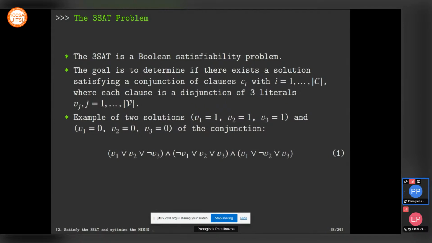Through an example, we have 3 clauses here, and we must satisfy each clause by at least one literal, one variable in each clause. For example, the solution v1 equals 0, v2 equals 0, v3 equals 0. Here we have the negation of v3, so we have 1. We satisfy the clause. Negation of 0 is 1. Negation of v2 is 1 again. So we satisfy the 3 clauses. That's just an example. It's an NP problem.